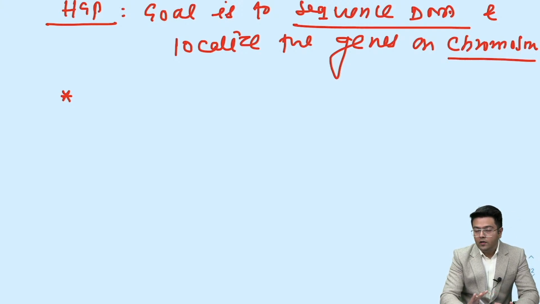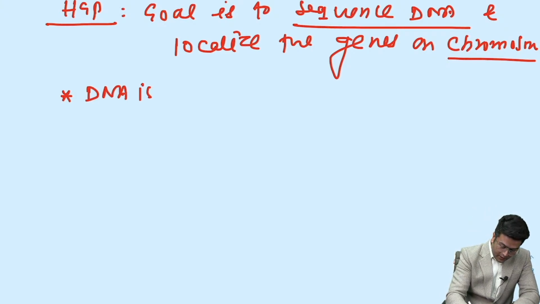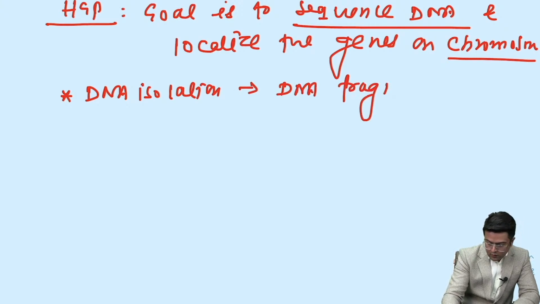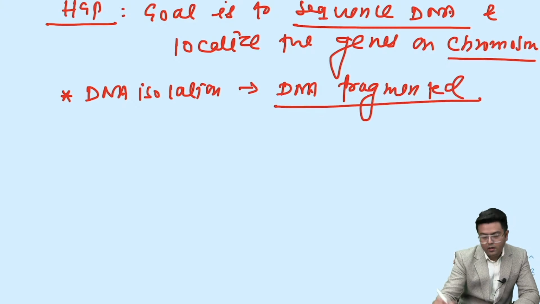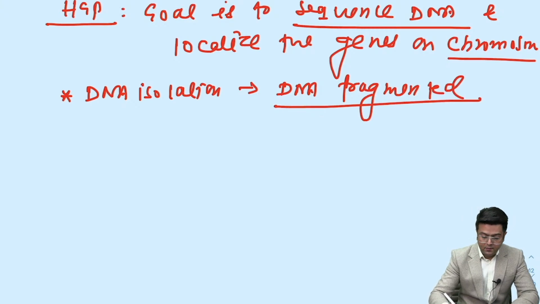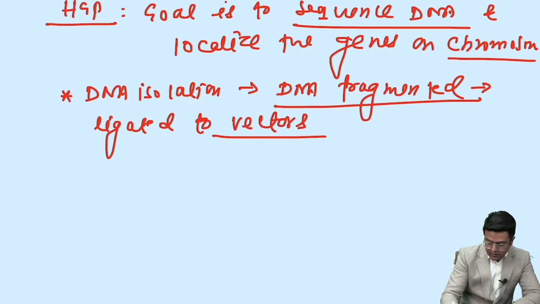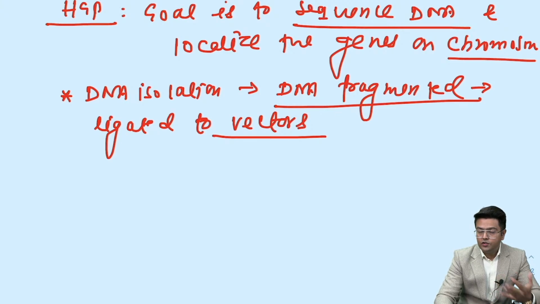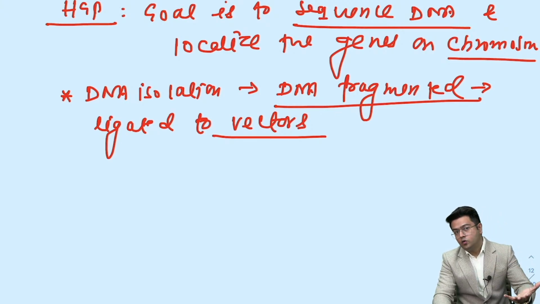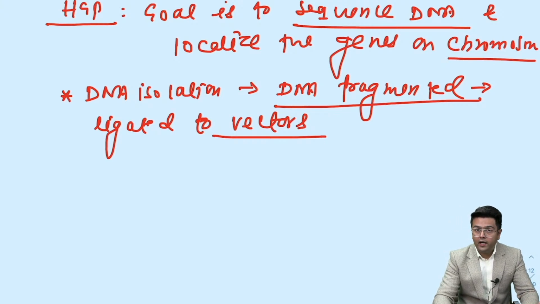So guys, first of all, the DNA was isolated, then it was fragmented, cut with the help of restriction enzymes. Then the small DNA fragments are ligated to vectors. Guys, a vector is something which carries the DNA, which transfers the DNA from one organism to another organism.